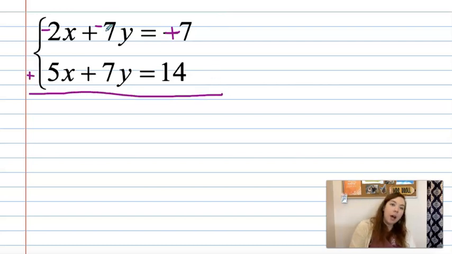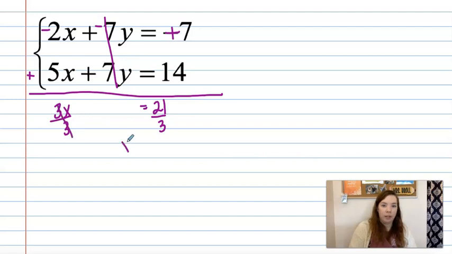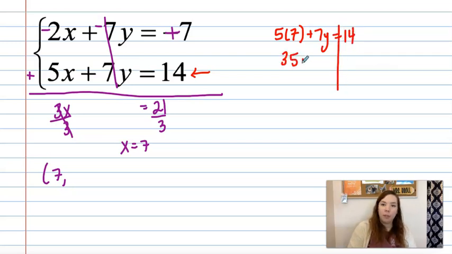So here, now my y's would add to 0 and they eliminate. Negative 2x plus 5x is 3x. 7 plus 14 is 21. So x is 7. I still need to find y, and I can use either of my original equations to do so. I like to work with positives, so I'll use the bottom one. So 5 times 7 plus 7y equals 14. 35 plus 7y equals 14. So then I'm going to subtract 35 from both sides.